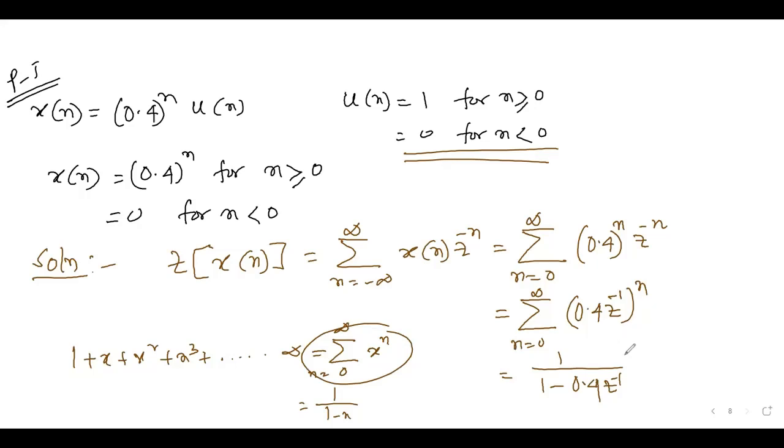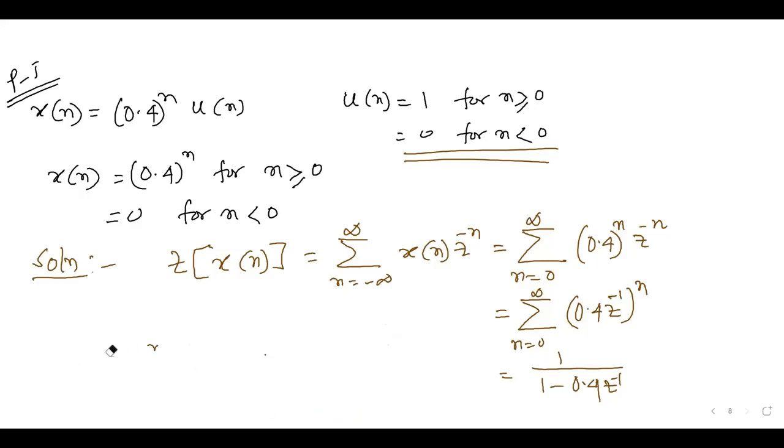Is that understood? Tell me if there is a mistake. Now we can write this as z by z minus 0.4. So what is the region of convergence? |z| greater than 0.4.